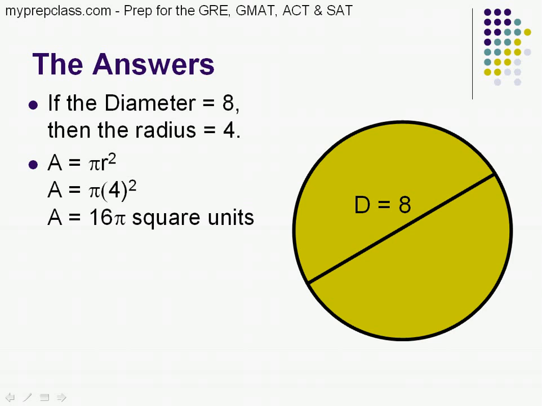So our area, which is pi r squared, is pi times 4 squared. 4 squared is 4 times 4, which is 16. So our area is 16 pi square units. The perimeter, which is 2 pi r, is 2 times pi times our radius of 4. 2 times 4 is 8, so our perimeter is 8 pi units.